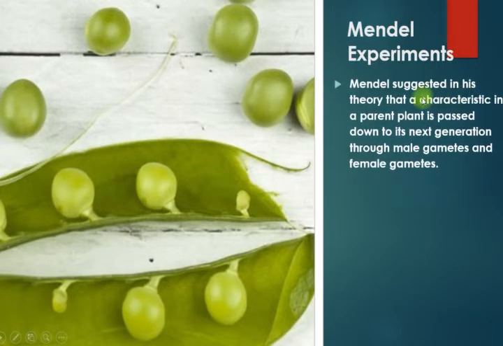Okay, Mendel suggested in his theory that a characteristic in a parent plant is passed down to its next generation through male gametes and female gametes. Right? I repeat: Mendel suggested in his theory that a characteristic in a parent plant is passed down to its next generation through male gametes and also female gametes. I hope you still remember.